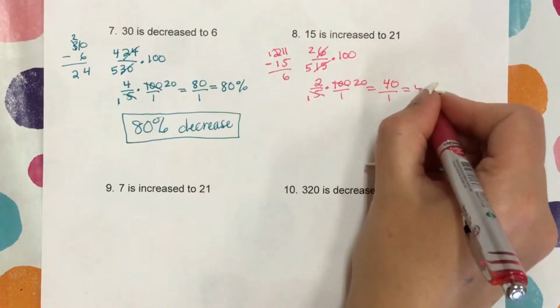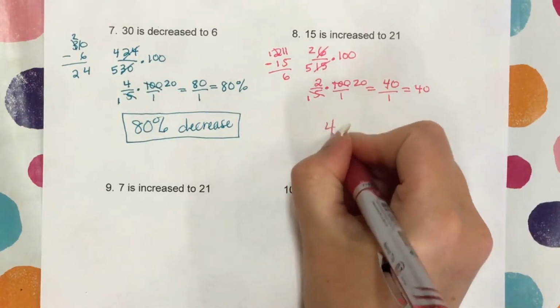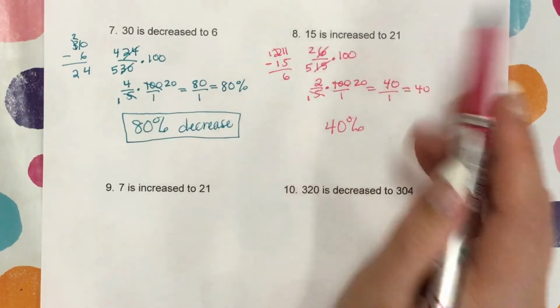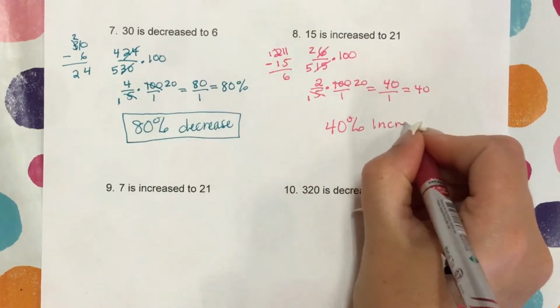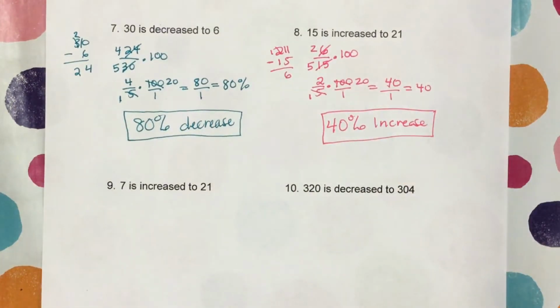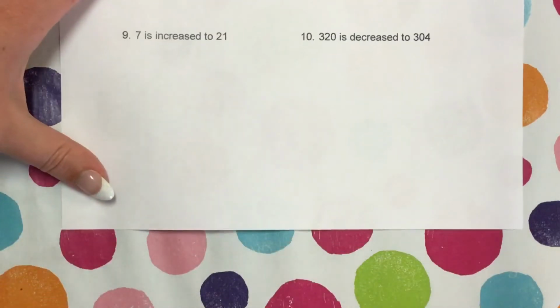So 40 over 1 is the same thing as 40, which means I'm dealing with a 40%, and this number is getting bigger, so it's a 40% increase. So if you got that problem right, great job. Let's go ahead and work out problem 9.